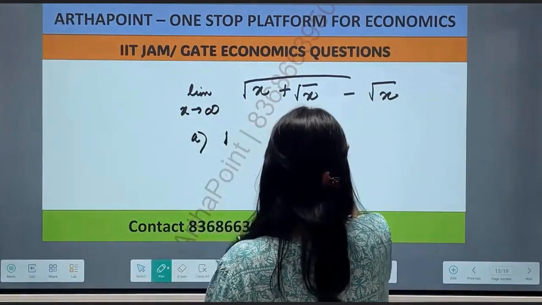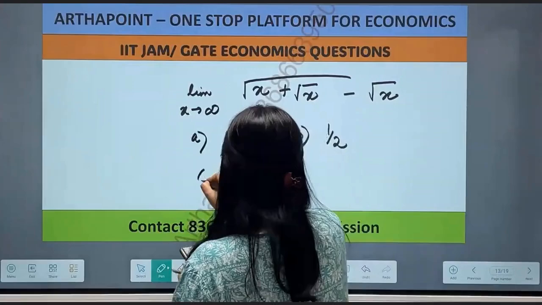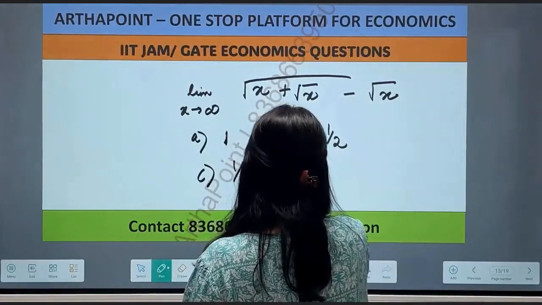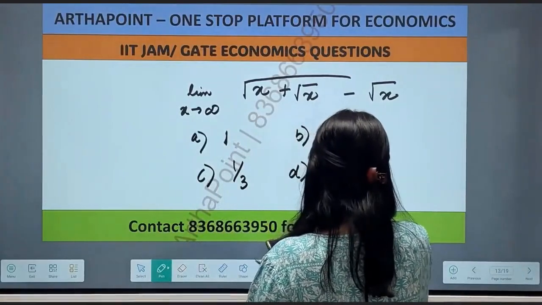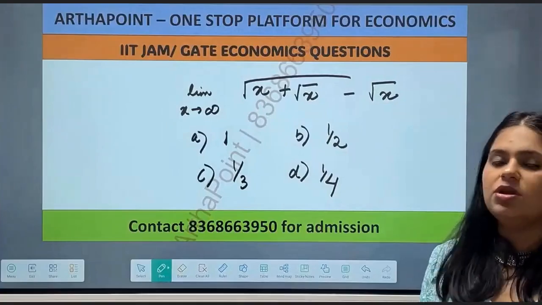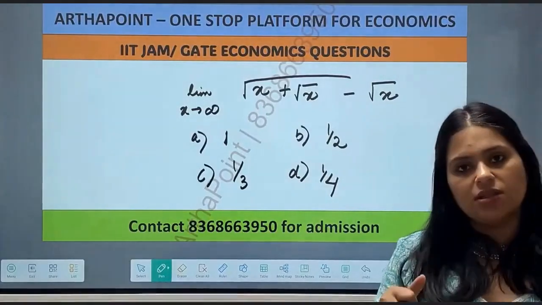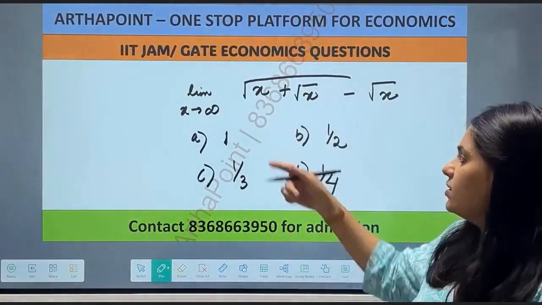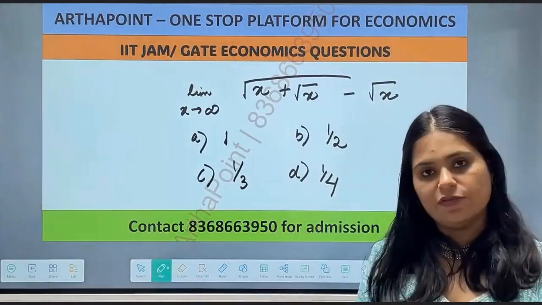The second option is half. The third option is 1 by 3, and the fourth option is 1 by 4. So please try to solve this question and post your answers in the comment section. You need to find the limit of x tending to infinity.